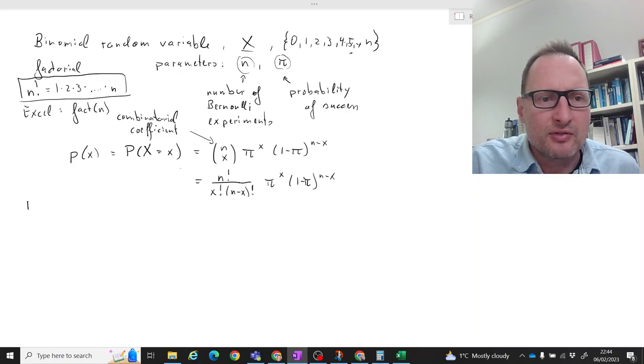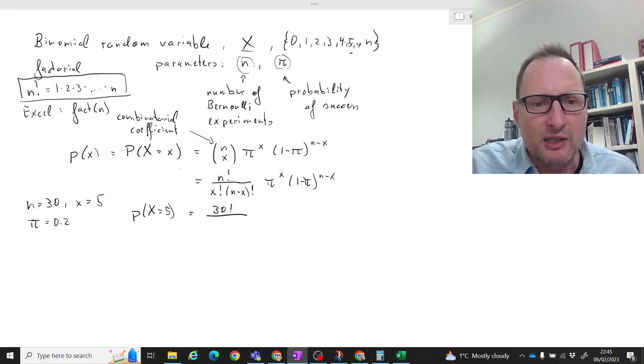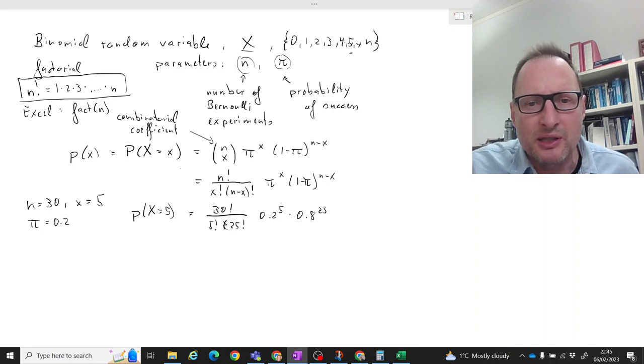So let's use an example. Let's say we have n equals 30, and we want to calculate the probability that X is equal to 5. So let's plug in our values. Actually, we need one more: the probability of success. Let's set that to 0.2; it could be anything between 0 and 1. So we get 30 factorial divided by 5 factorial times 25 factorial, times 0.2 to the power of 5 times 0.8, 1 minus pi, to the power of 25.